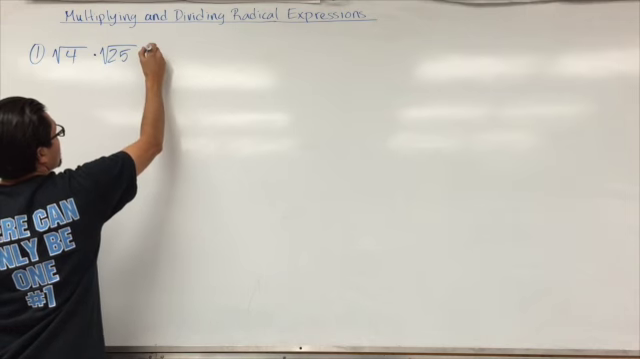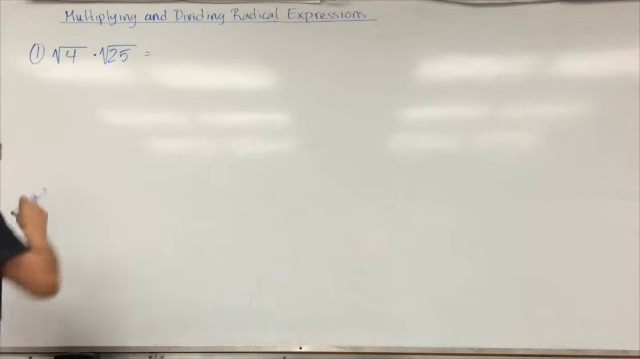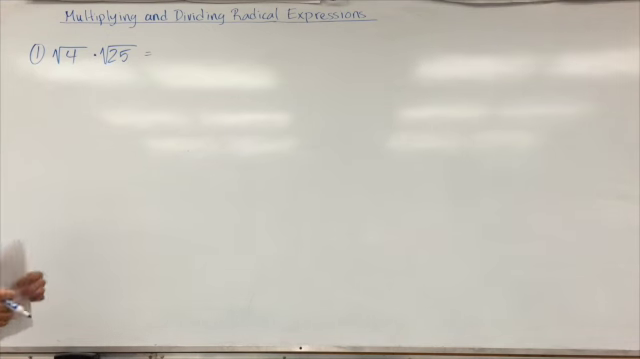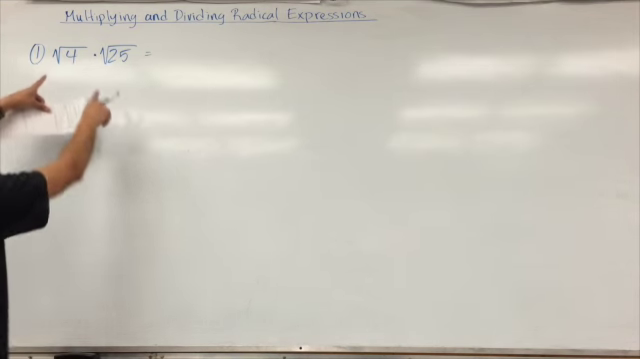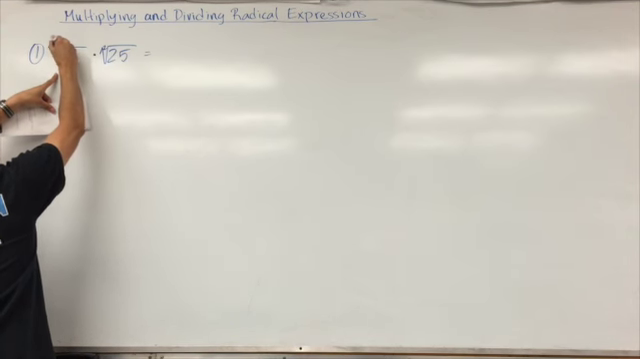Basically, the rule when you're multiplying radical expressions is, do they have the same index? If they do, then you can just multiply. If they don't have the same index, you can't combine them at all. These two have the same index, right? These are both square roots. The index here is 2, even though we didn't write it.